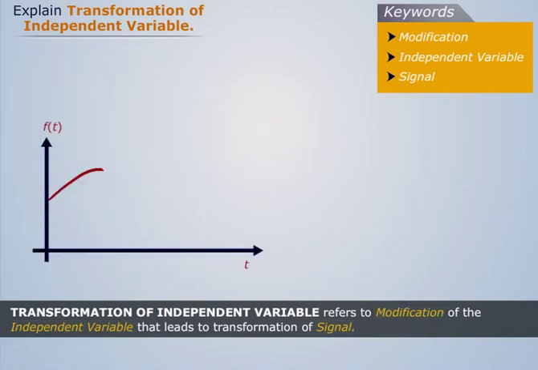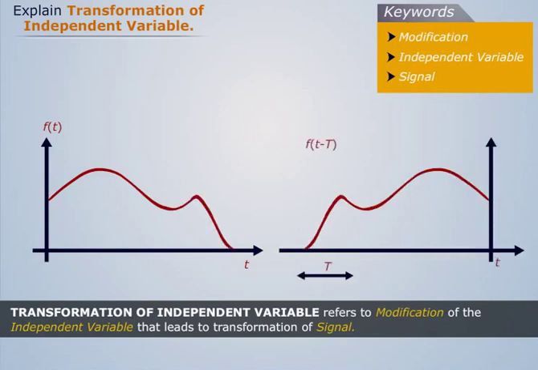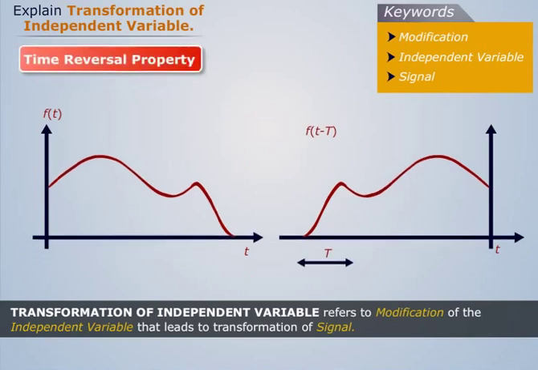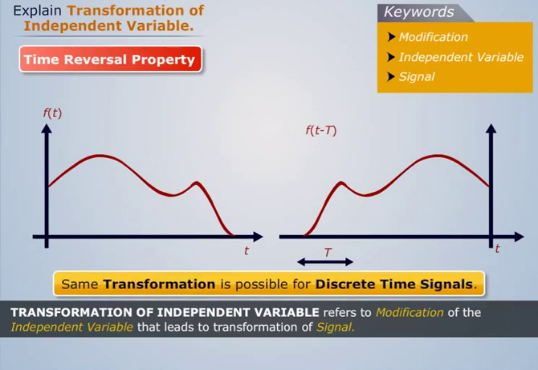Here, a continuous time signal f of minus t is obtained from the reflection of the signal f of t about 0. This basic transformation of time is called time reversal. The same transformation is possible for discrete time signals.